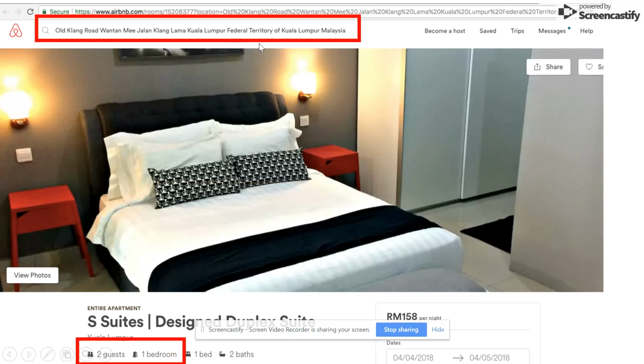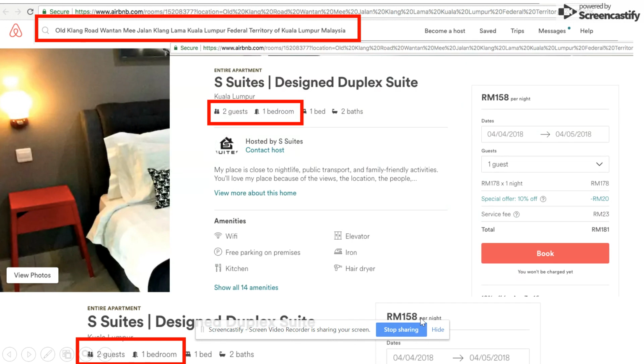This is in Old Klang Road. Now, this is an Airbnb platform. They're actually charging at 158. So this reflects the current market value, and we can go in at this rate. So if you look here, usually when we say 158, it sums up to more than that, 180 perhaps.